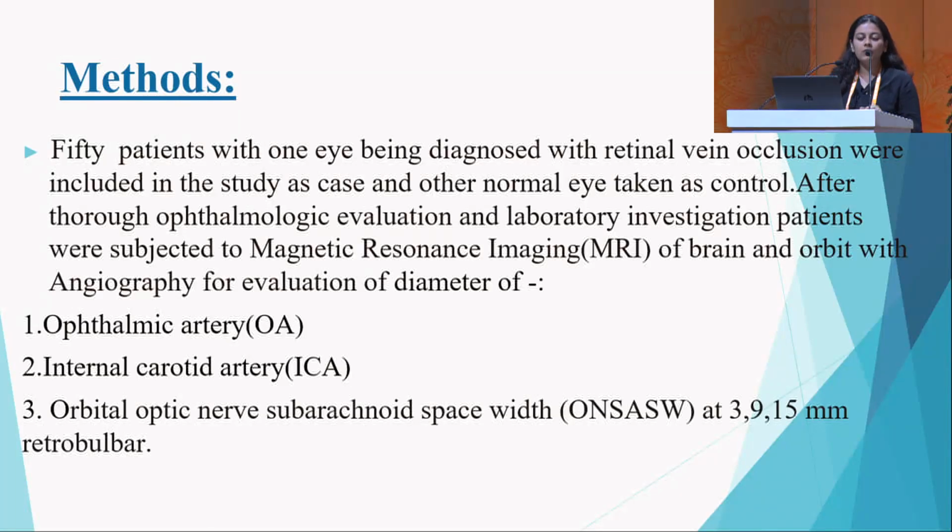So here we involved 50 patients with one eye diagnosed with either of the two retinal vein occlusions, and the other being the normal eye, which we took as the control. After a thorough ophthalmological evaluation, we evaluated three parameters: ophthalmic artery, internal carotid artery, and optic nerve subarachnoid space width at 3, 9 and 15 mm retrobulbar.